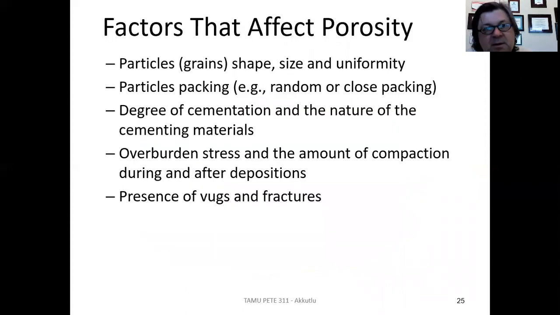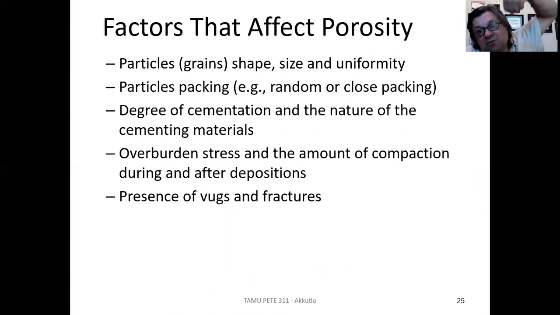Okay. So what are the factors affecting porosity? Particle or grain shape, size, and uniformity. Particle packing, whether they are randomly packed or close packed. Degree of cementation and the nature of the cementation material. The stress that the rocks experience, such as overburden stress.